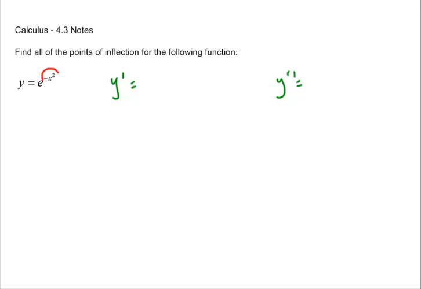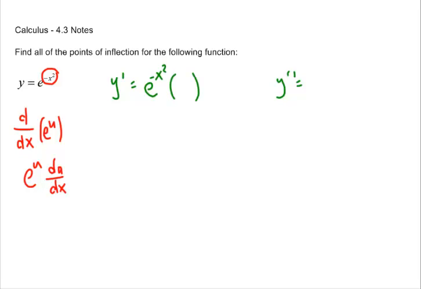All right, so the derivative of e to the u is going to be e to the u du dx. And so with this guy, we've got that u of negative x squared. So what's our derivative going to be? It's going to be e to the negative x squared times the derivative of negative x squared. So negative 2x. That's our first derivative.